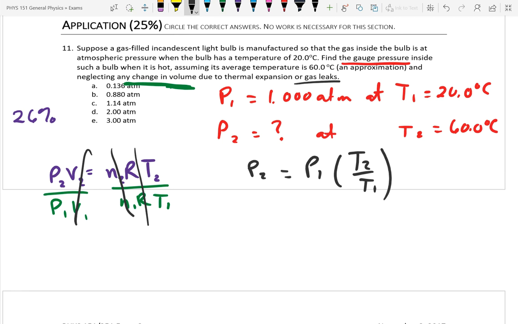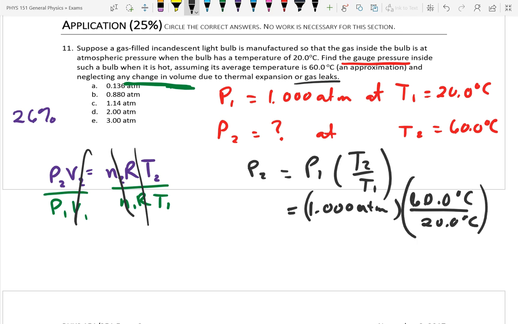At this point, there are two pitfalls that different people made. The first pitfall is saying this is equal to 1.000 atmospheres times 60.0 degrees Celsius over 20.0 degrees Celsius, which gave them 3.00, well, you only have two sig figs, so atmospheres.